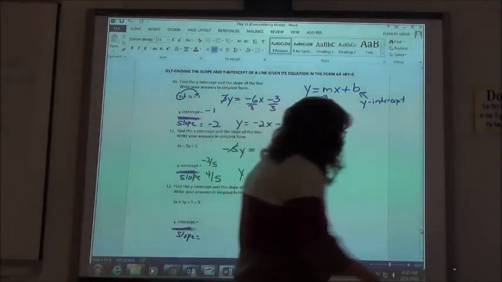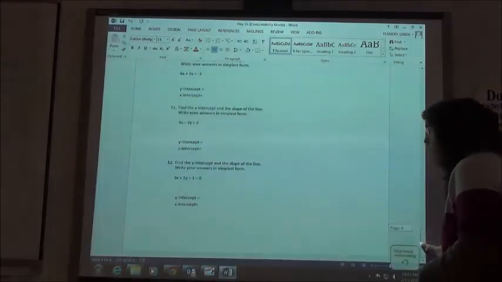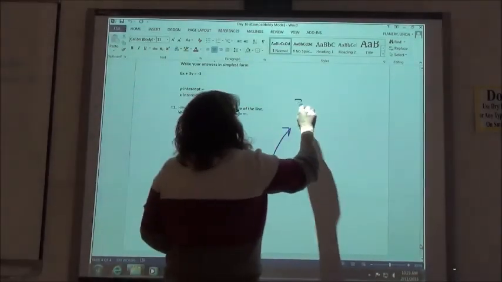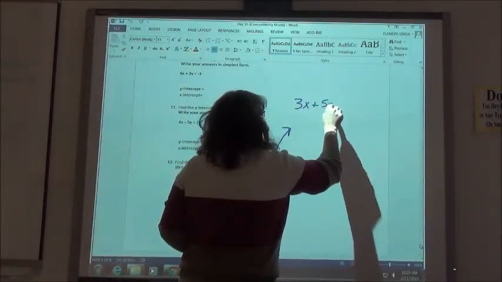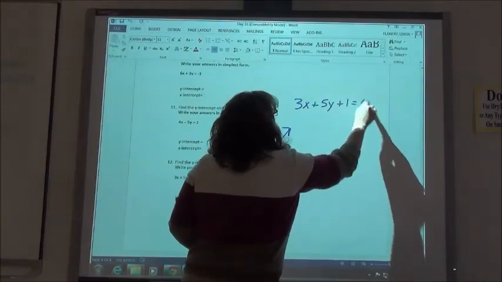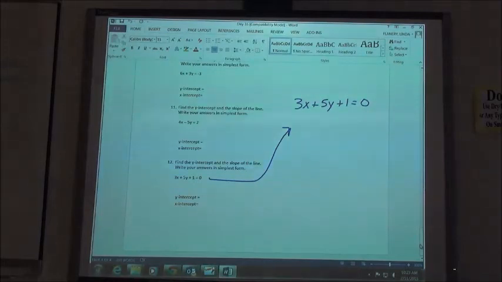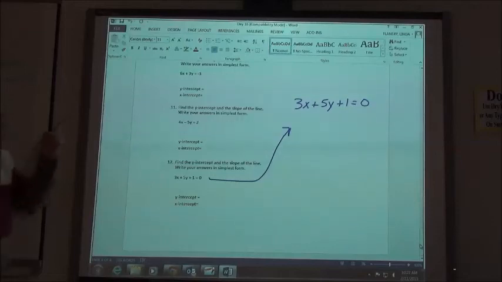Unfortunately, I'm way down at the bottom of my page, so I can't move that up very far. I'm going to rewrite it over here. If I have 3x plus 5y plus 1 equals 0, I still want to go ahead and solve that for y. If I'm going to solve that for y, either I can move the y over or I can move the 3x and the 1 over. It doesn't really matter. Which ones do you want to move? Do you just want to move the y over, or do you want to move it the other way? Just the y, okay.